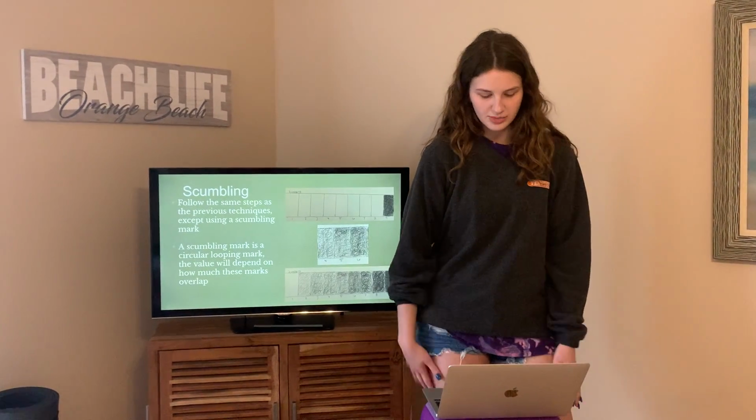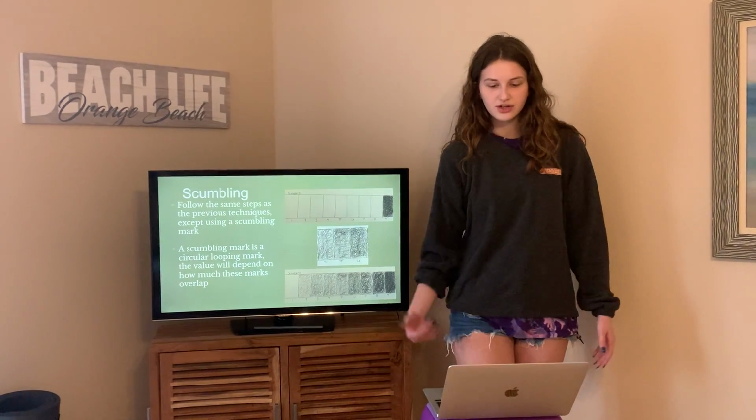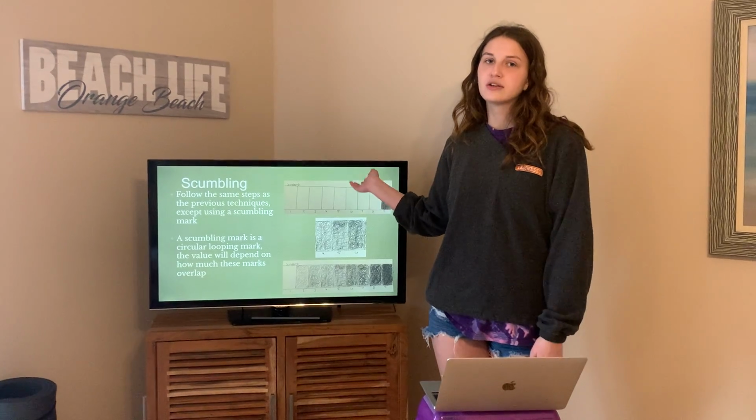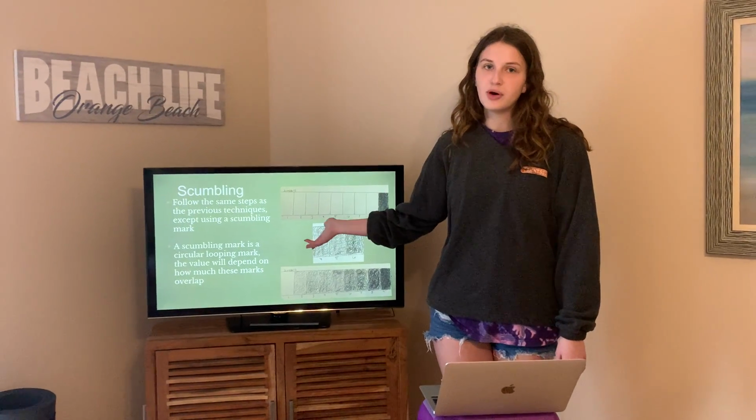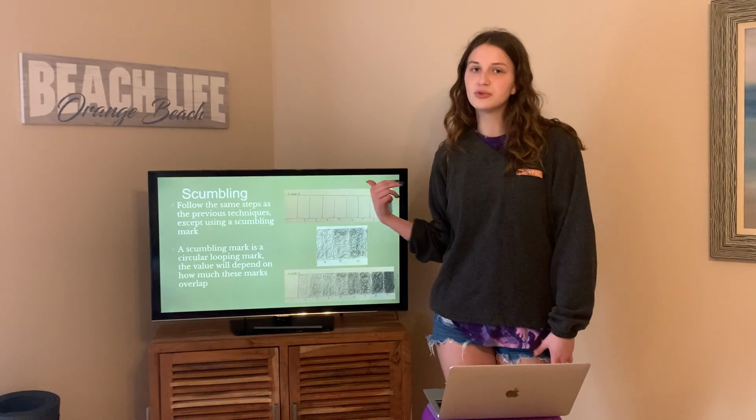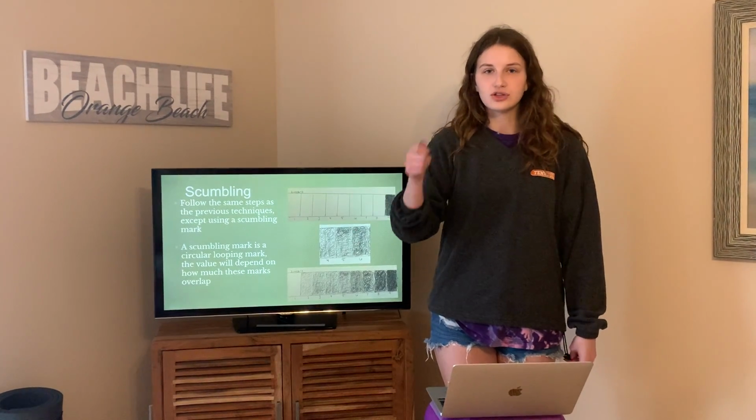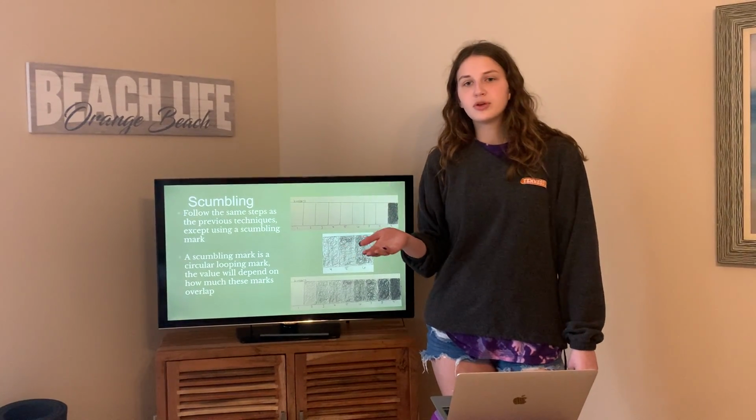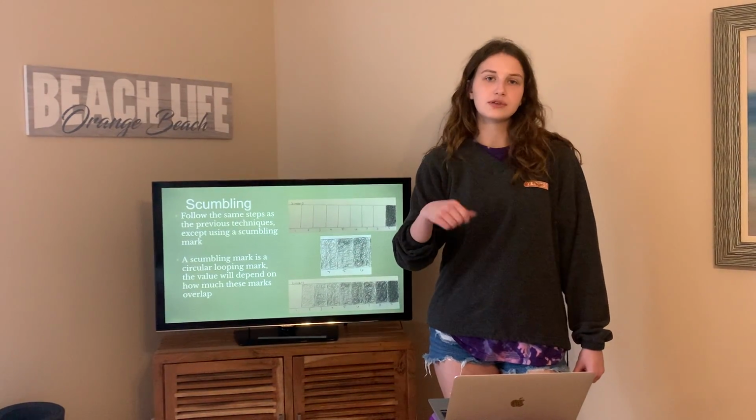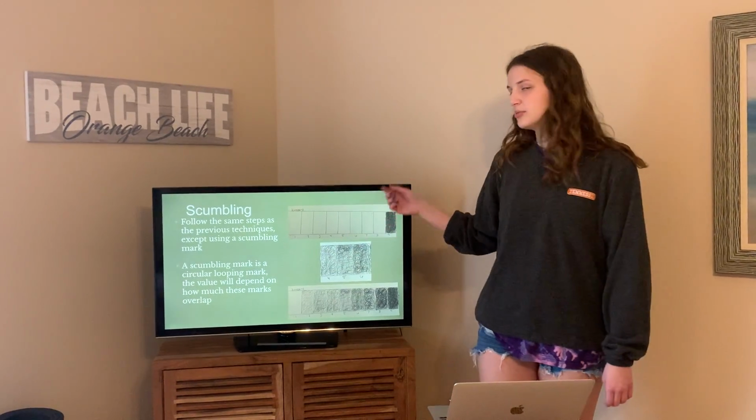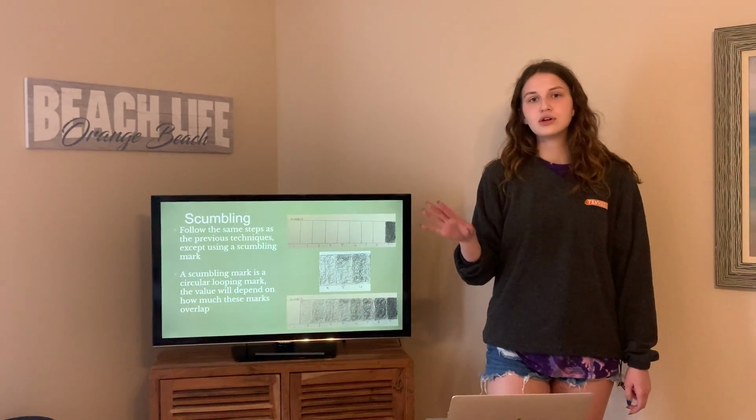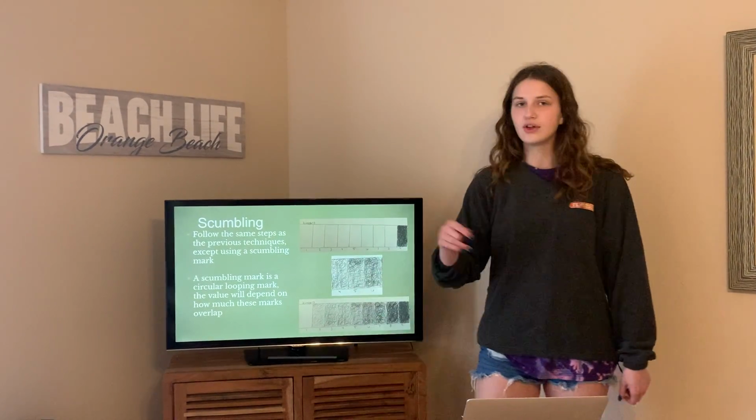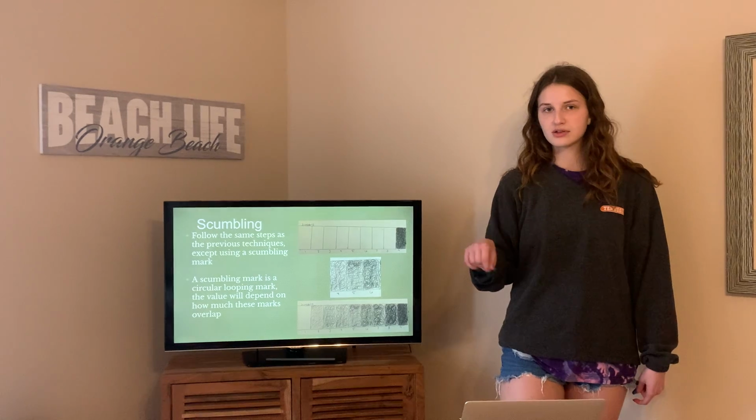So next is scumbling. For scumbling, you're going to follow the same steps: leave your first box blank and your last box completely filled in, and your 5th box is the 50-50 mix, but you're going to use a scumbling mark, which is a circular, looping mark. You're going to do a looping motion with your wrist, and the value will depend on how much your loops overlap. So here in my 9th box, they completely overlap and there's very little white paper left, but on my number 2 down here, you can see the paper in between the marks more.